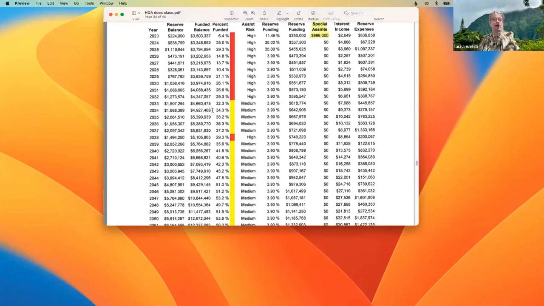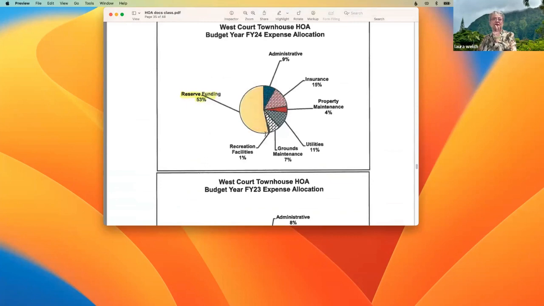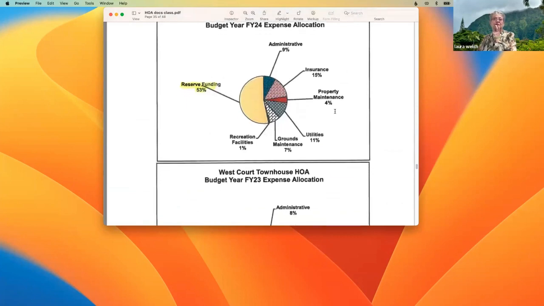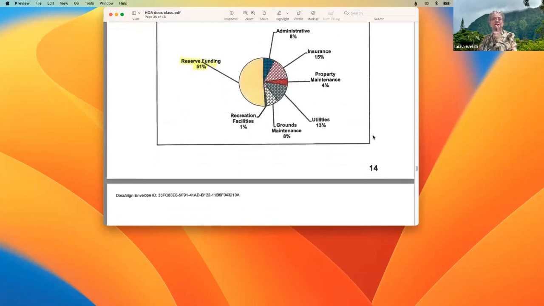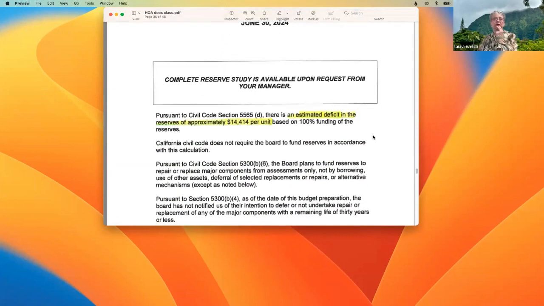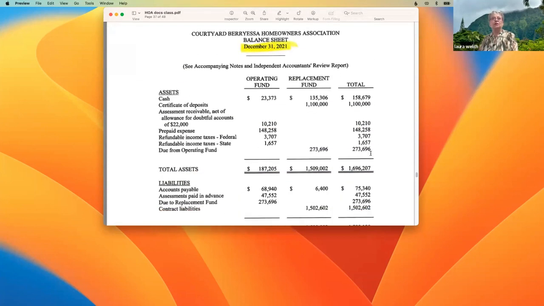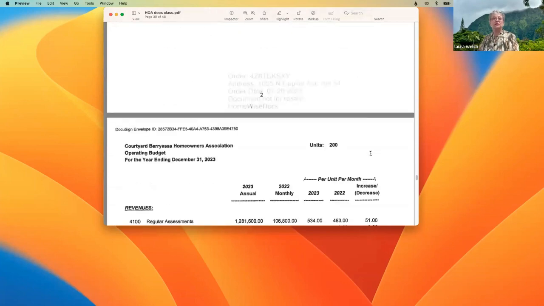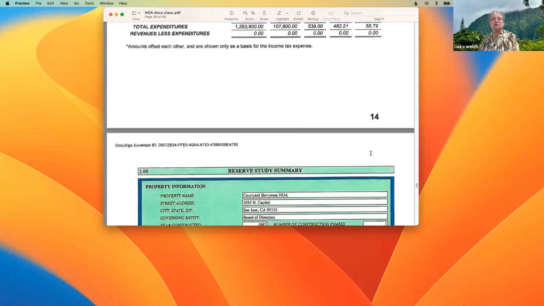Here's another reserve study. Look at this. This is for that same complex. This is out of their reserves. This is why you look at this: reserve funded, 51%. That can be a problem. Estimated deficiency, reserves, 14,000 per unit. This is what you need to be looking for in your documents.